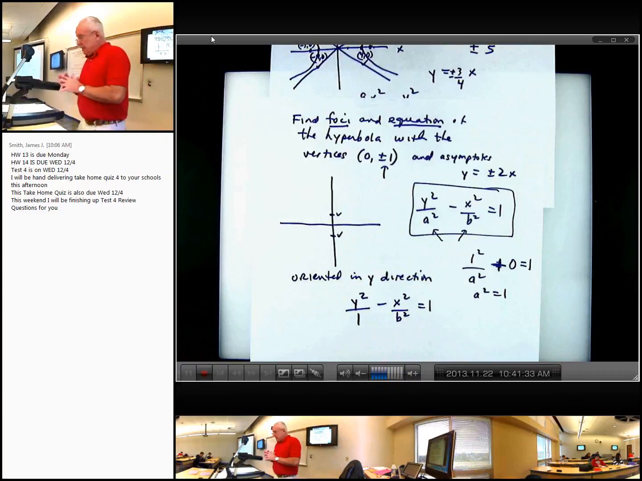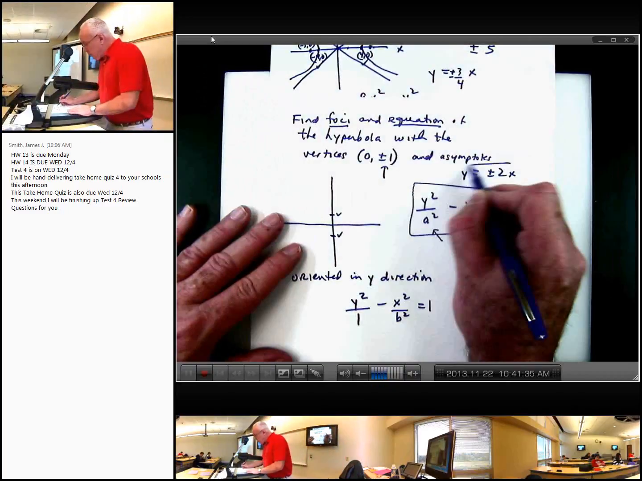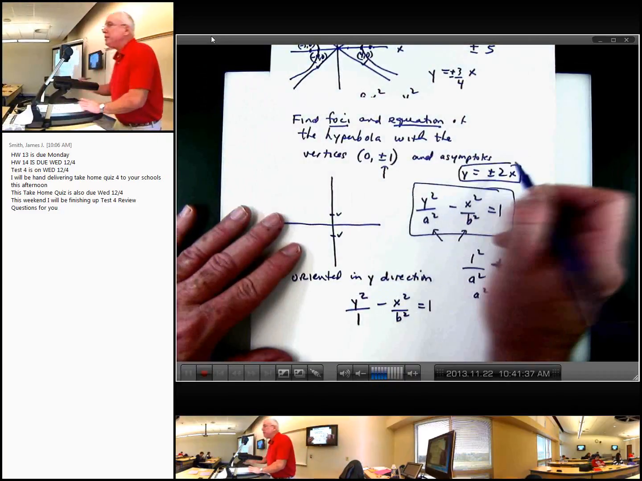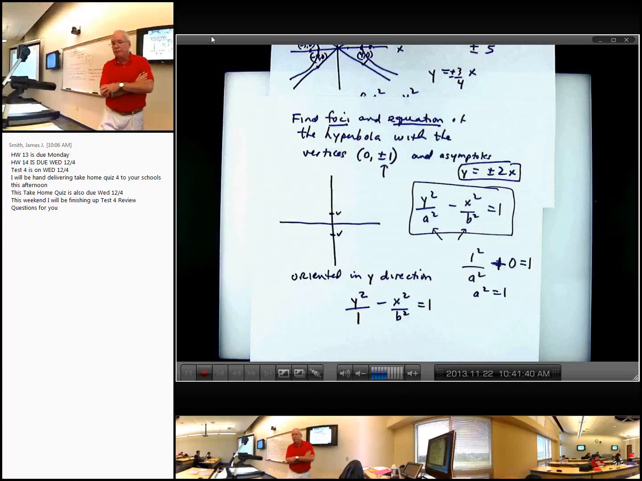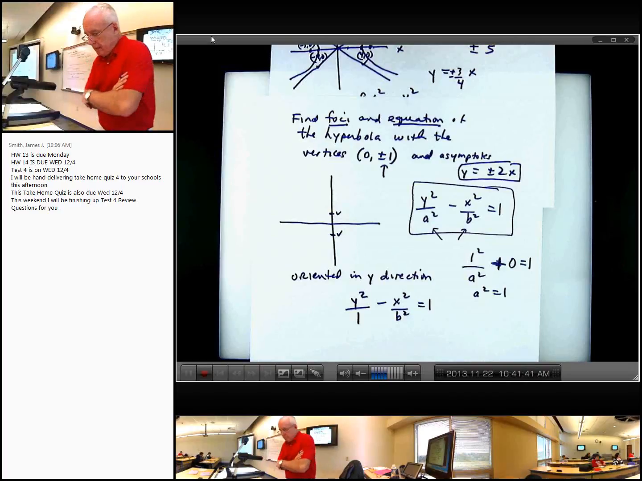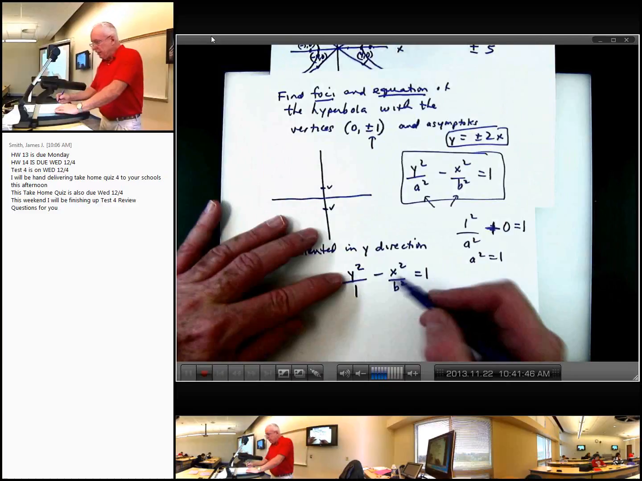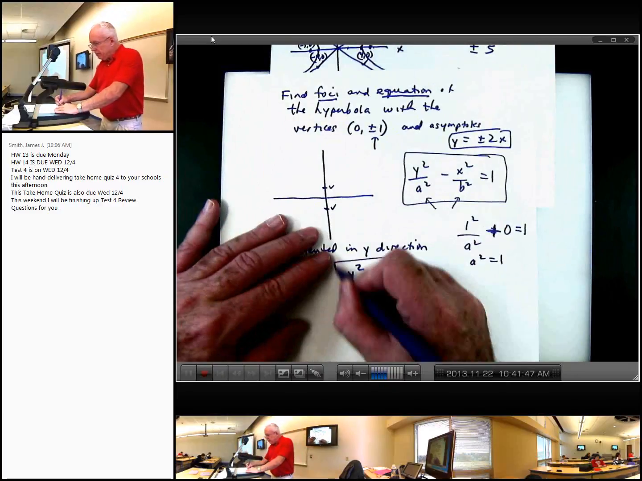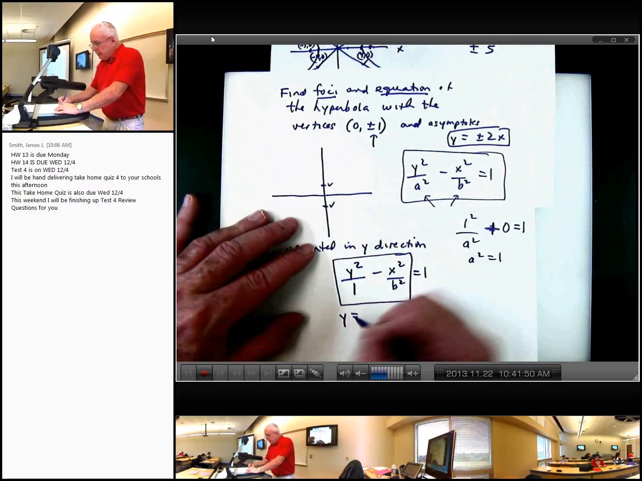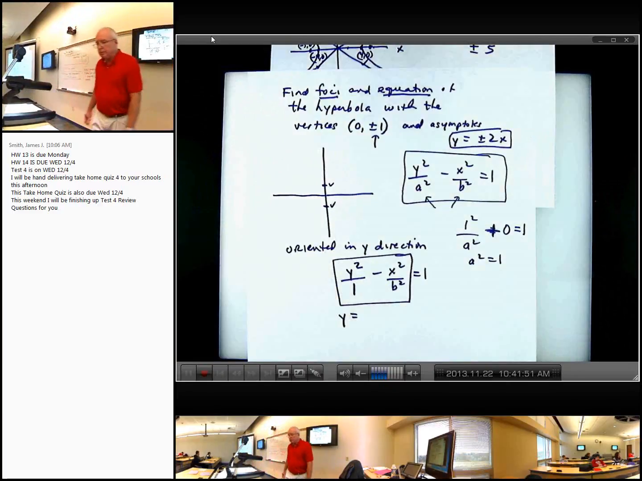All right. Now, what else? The only other thing we're given is this asymptote. Okay. Now, what we're talking about here then, with my method for figuring out this asymptote, it's going to be y equals, all right?